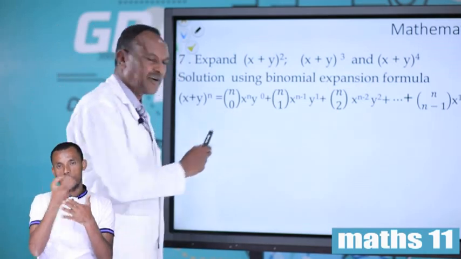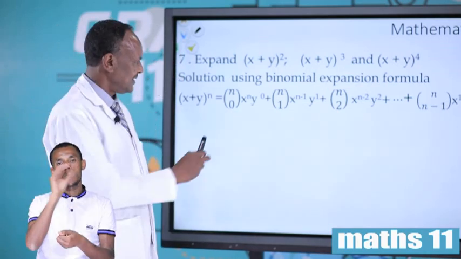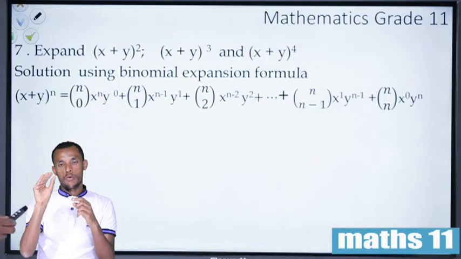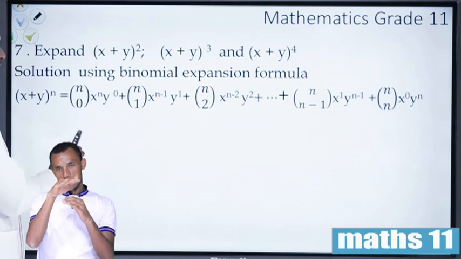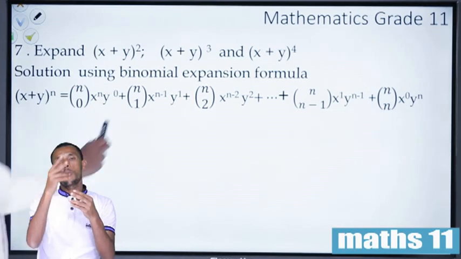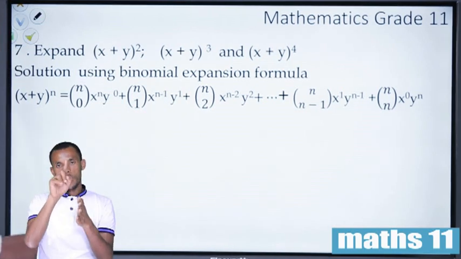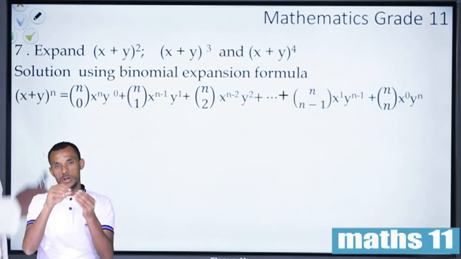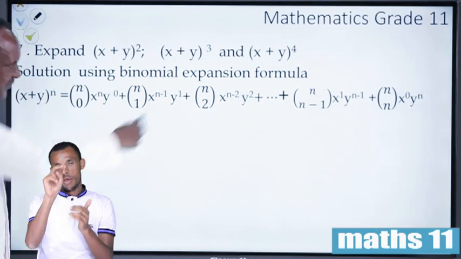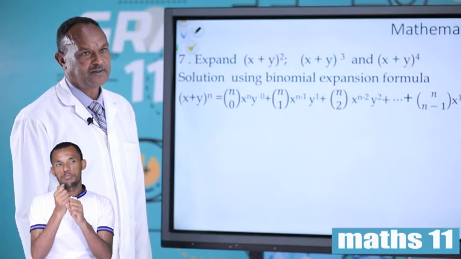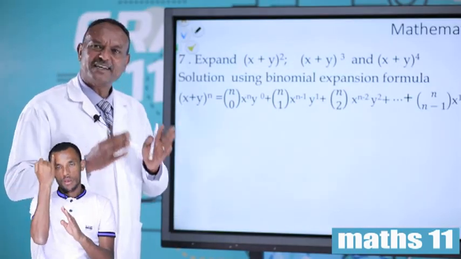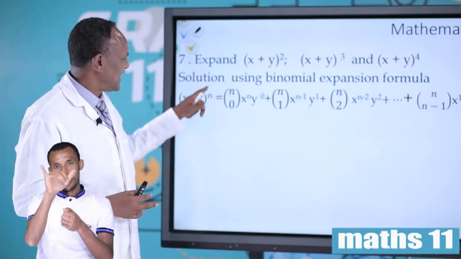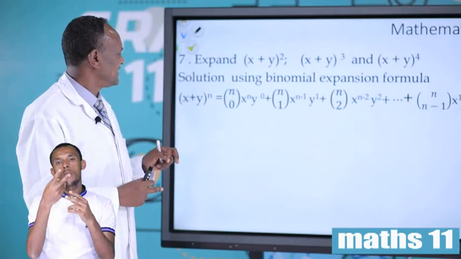Here we have a product of 2 variables, x and y. In this one, n is the exponent of x, 0 is the exponent of y. When these 2 exponents are added up, it gives the exponent of the power. N minus 1 plus 1 gives the same exponent n. N minus 2 plus 2 gives an exponent equal to n. If you continue the same thing, in every term, the sum of the exponents of the variables x and y gives the exponent of the power.